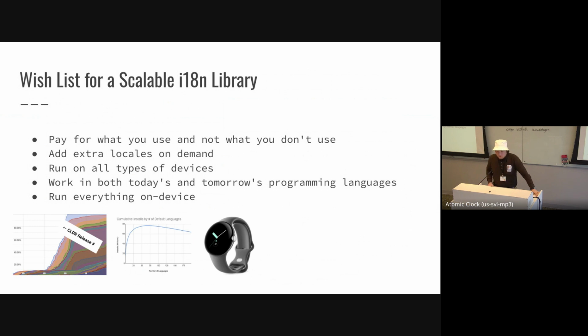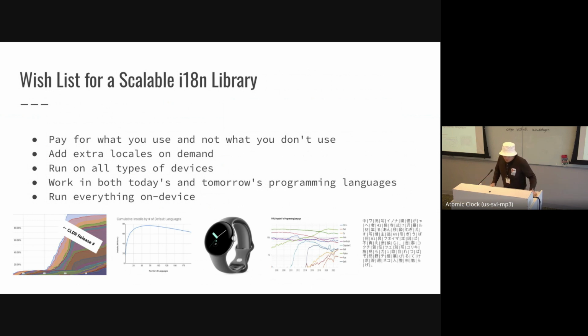A third is, we want to run on all types of devices, all the way from Pixel watches to data centers. A fourth is, we want to work in both today's and tomorrow's programming languages. We want to build a library today that, when another programming language comes out tomorrow, takes a couple hours of time, and boom, we're supported in that new programming language. And lastly, we want to run everything on device, ideally. We want to do everything using client-side computing.